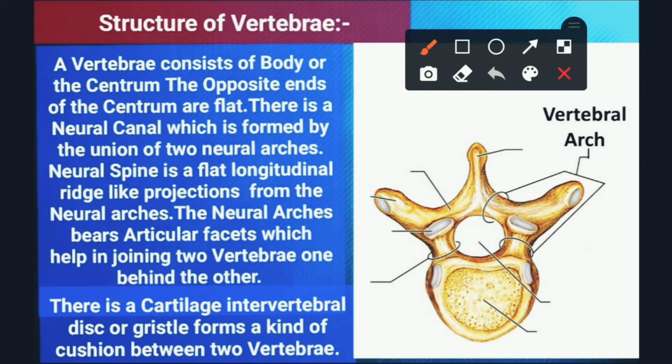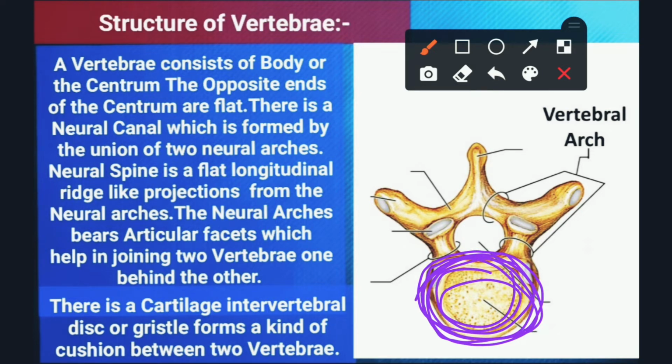Okay, let's start. So what is the vertebra made of? The body of the vertebra or the centrum. So this is the body of the vertebra or centrum. Got it? This purple part is the body of the vertebra, which we call the centrum. Okay. Next, the opposite ends of the centrum are flat. What are the opposite ends? The front and back ends are totally flat. Learn side by side because otherwise you'll find it difficult. I'm clearing this now. Okay, so the centrum ends are flat.